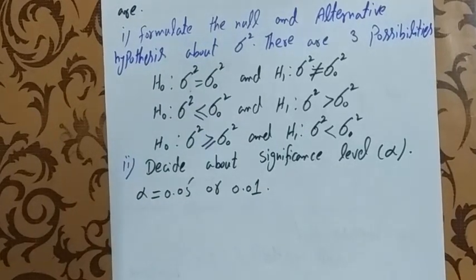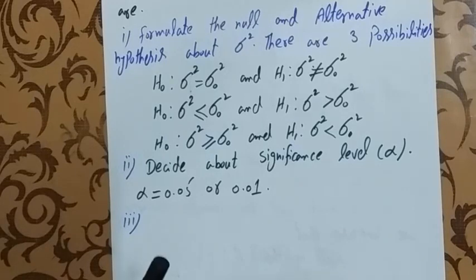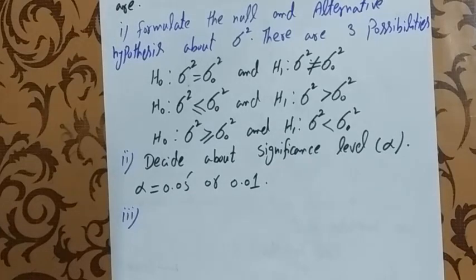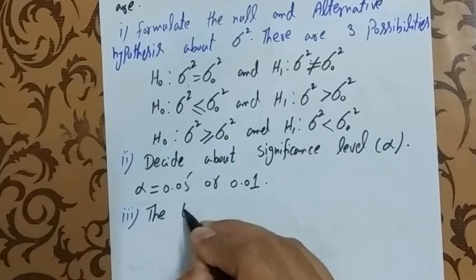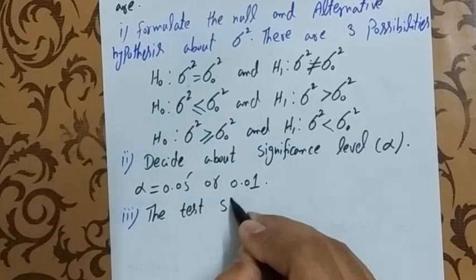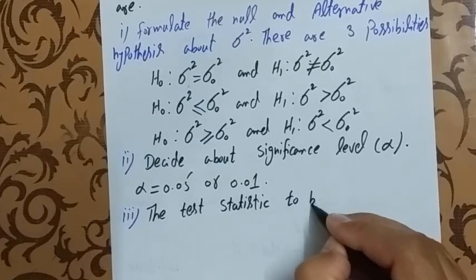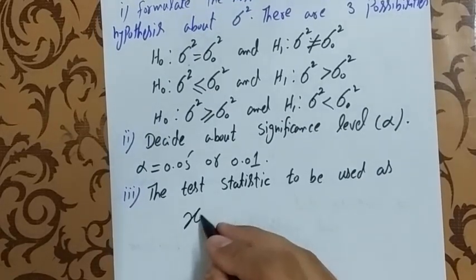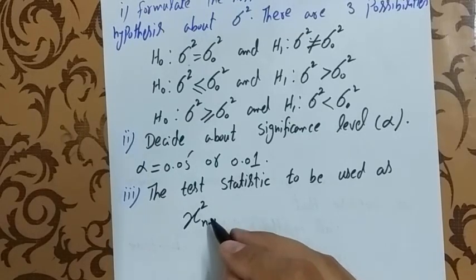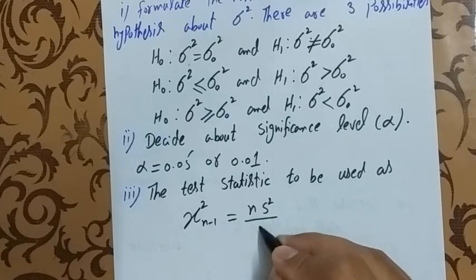And the third step, which we adopt for solving the problem by using the chi-square distribution test, is the test statistic to be used: chi-square with n-1 degrees of freedom, which is equal to n S square over sigma square.